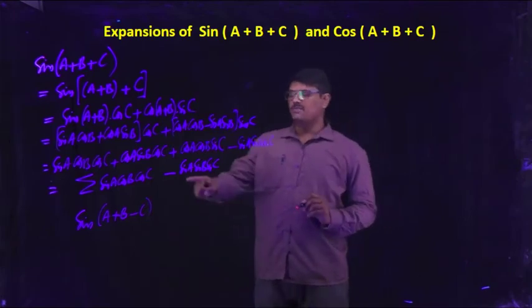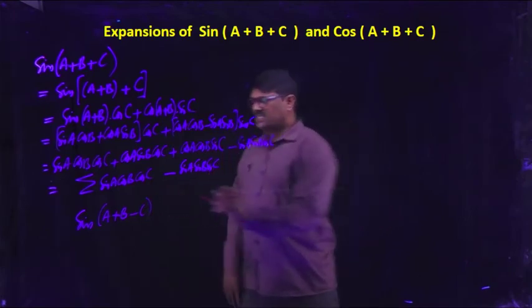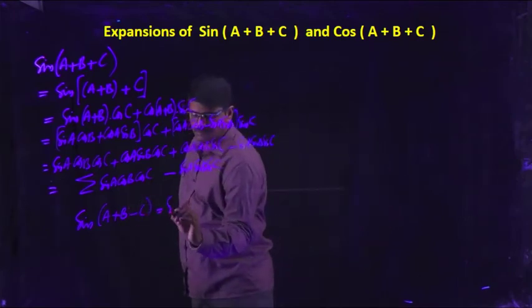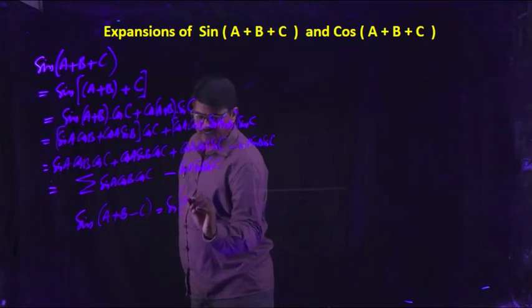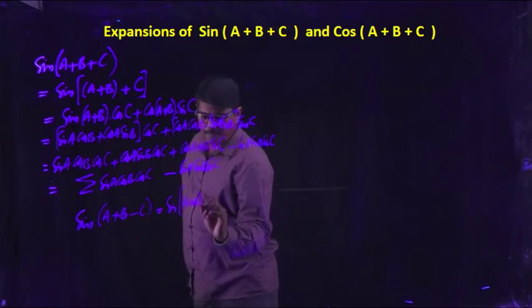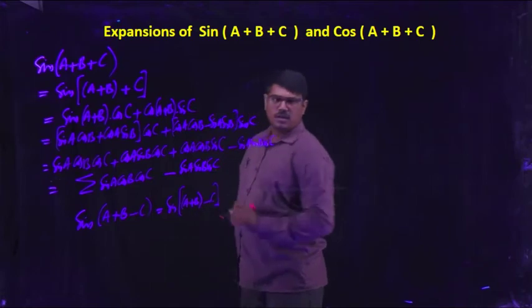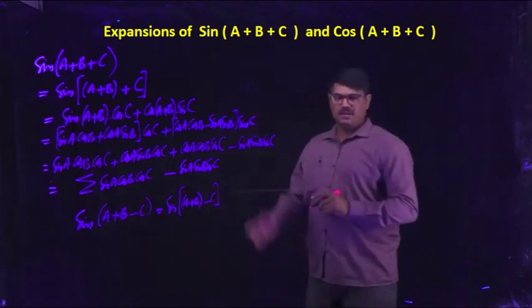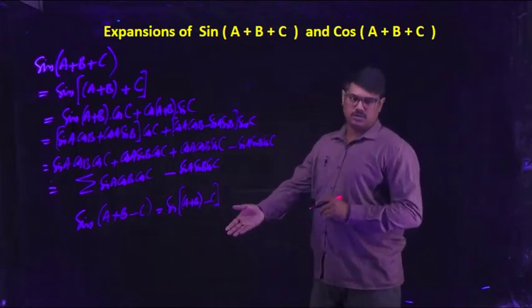So that is the work for you. Treat sin(A+B) as one term. Let me write the first step, sin(A+B) minus C. Now apply the sin(A−B) formula, then you will be able to complete that one also.